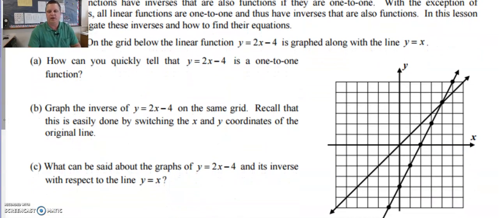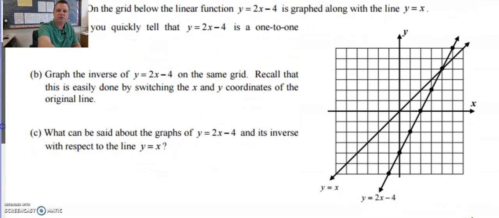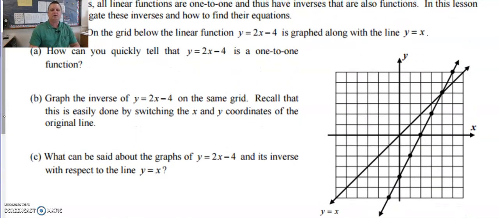So we have two lines graphed. One is y equals 2x minus 4. The other is y equals x. And you can see that they're labeled because you have two lines on the same graph. So how can you quickly tell that 2x minus 4 is a one-to-one function? Because it passes the horizontal and vertical line test. So that would be the answer to part A. So you have to write down horizontal and vertical line test. It passes.